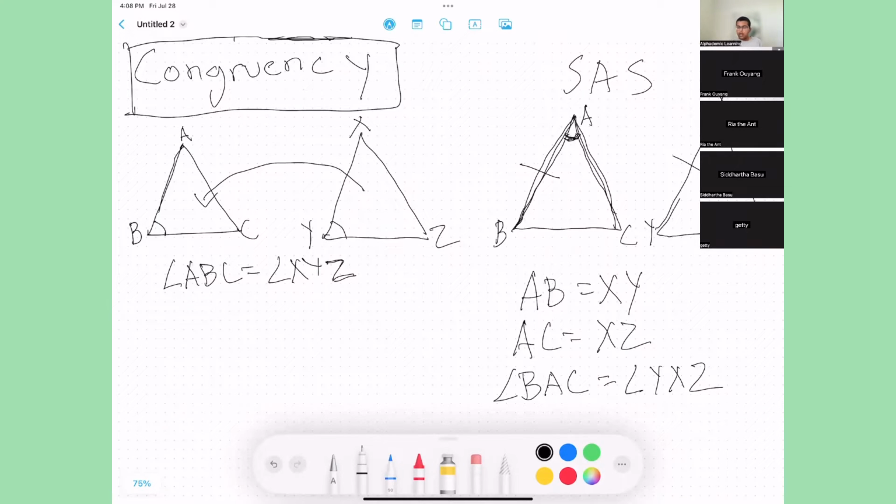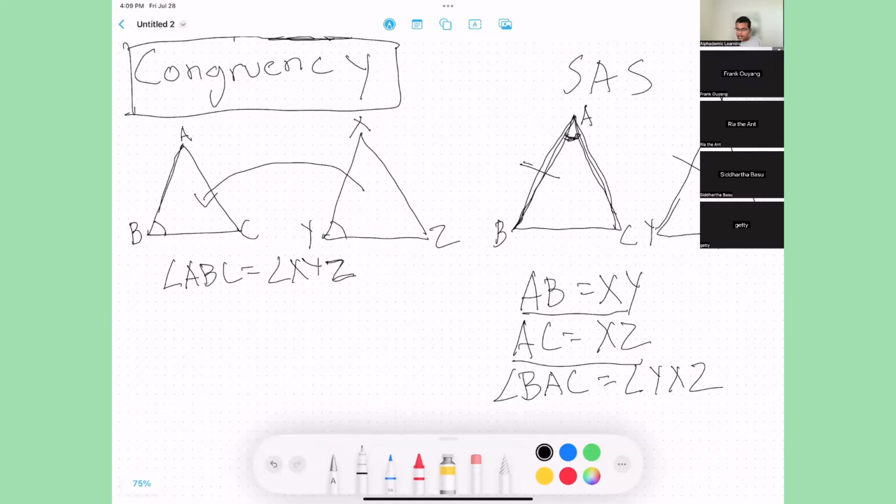AB can't be equal to YZ. Even if it was equal, that would have no effect on the congruency of these two triangles. For these two triangles to be congruent, the sides and the angles always have to be corresponding. So AB is corresponding with XY, AC has to correspond with XZ, or you could have done BC and YZ, but I chose not to here.